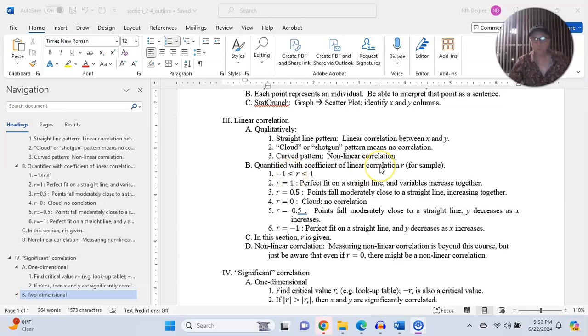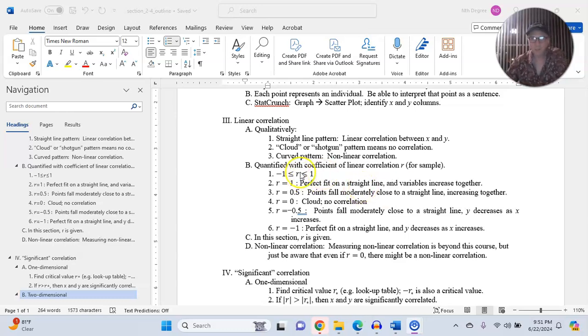So correlation can actually be, let me emphasize that this means linear correlation. Linear correlation can be quantified with a variable that we call the coefficient of linear correlation, and it's abbreviated with the letter R. I'm not sure exactly why. That might stand for the word regression, or maybe it stands for relation. The word correlation literally means co-relation, right? It means two variables that are related together.